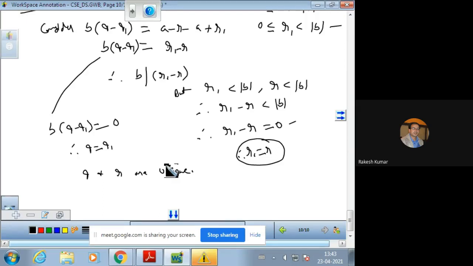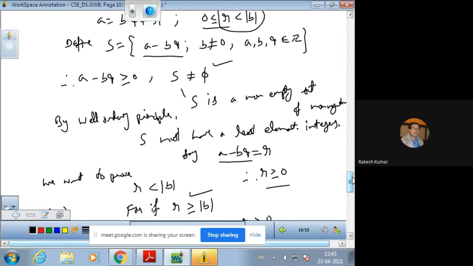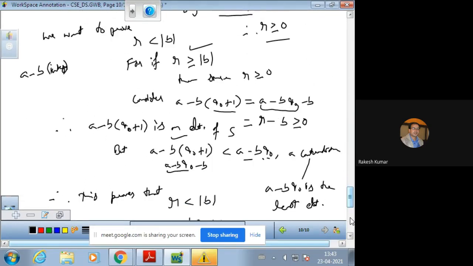So this is a very good result and a very good way by which we can prove the result by using the well ordering principle. By using the well ordering principle, we have proved the division algorithm property.